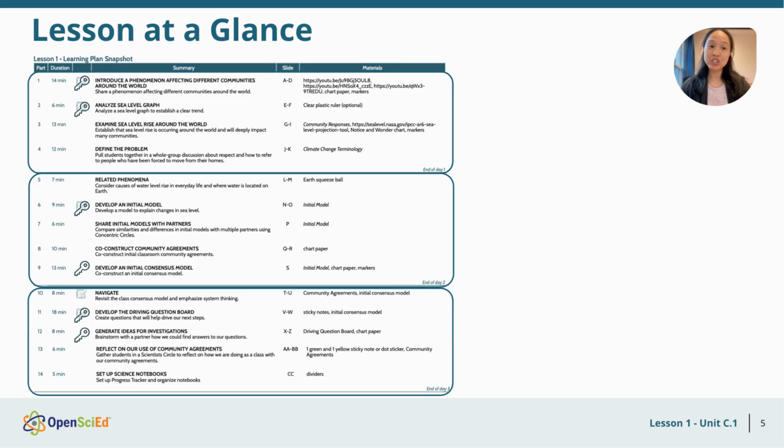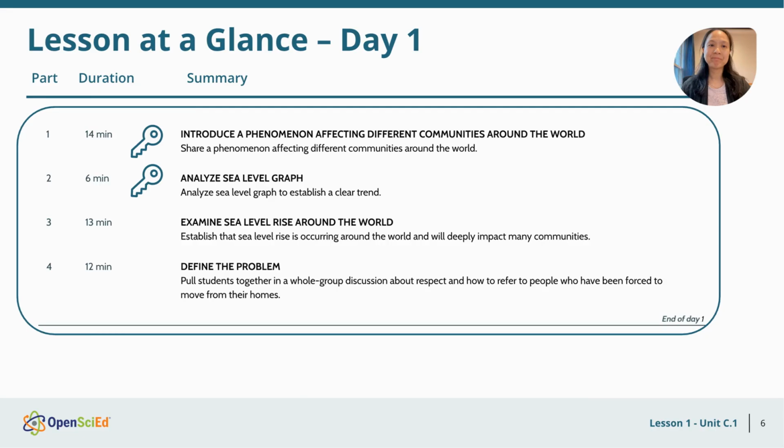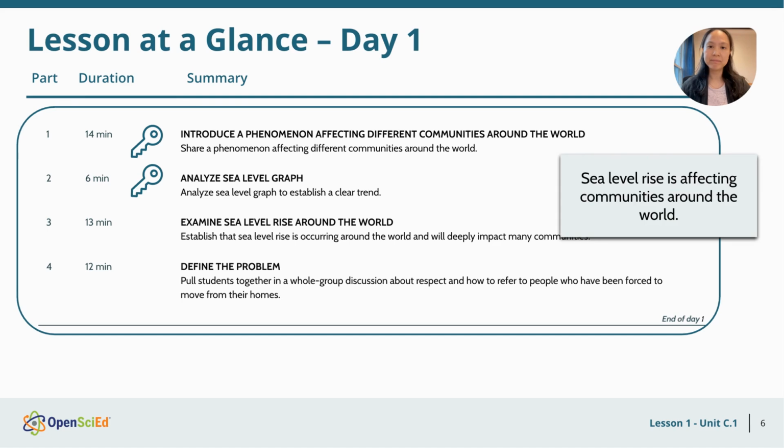There are 3 lesson chunks in this lesson. Let's see what's happening in each lesson chunk. In the first lesson chunk, students are introduced to a phenomenon affecting different communities. They figure out that sea level rise affects communities all around the world. So students wonder what large-scale cause could explain this global phenomenon.